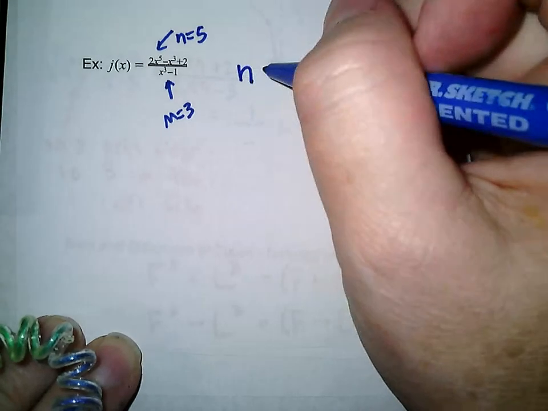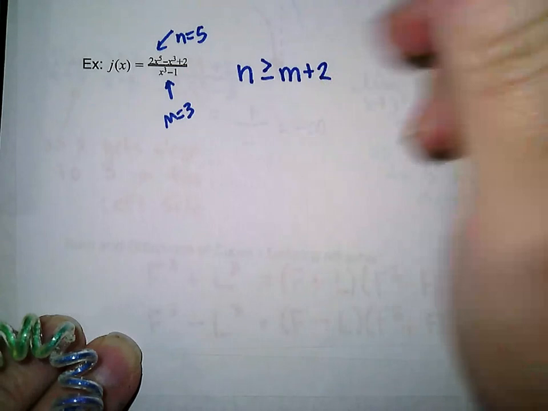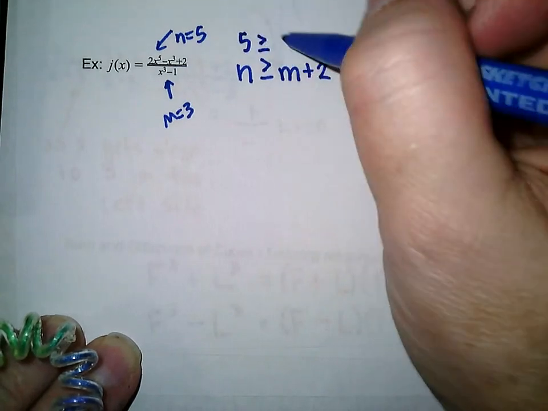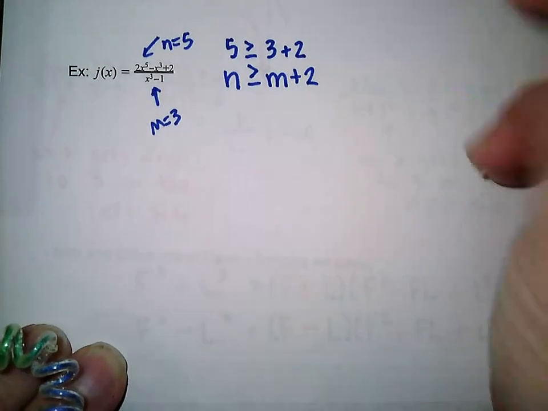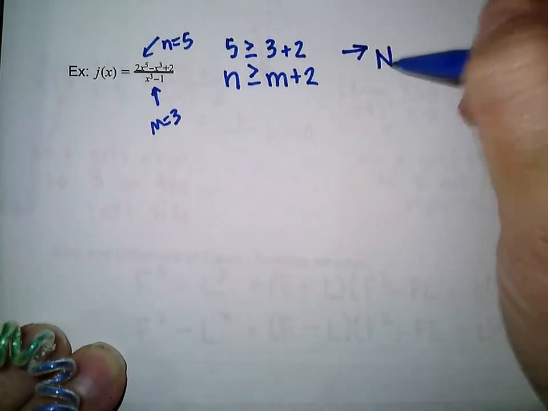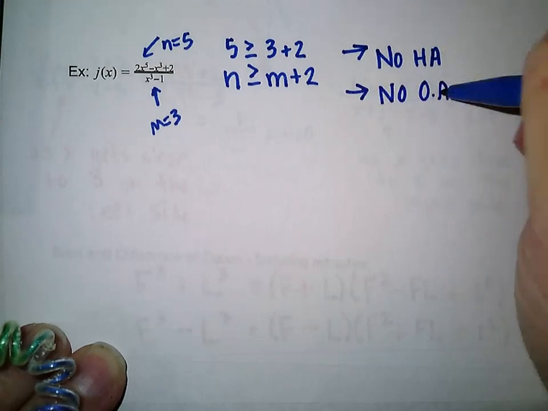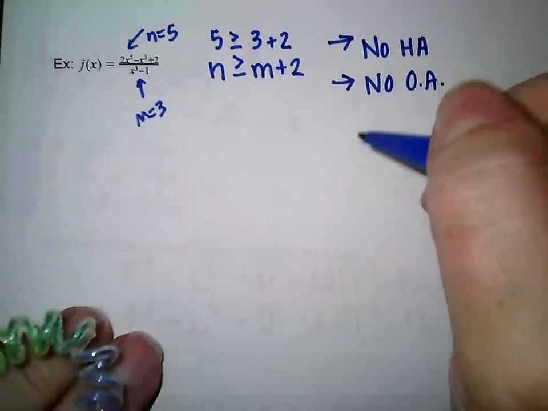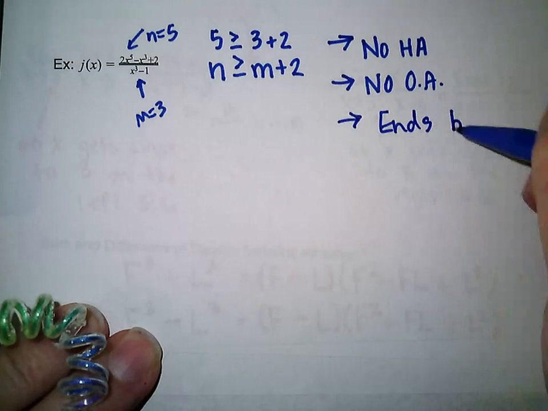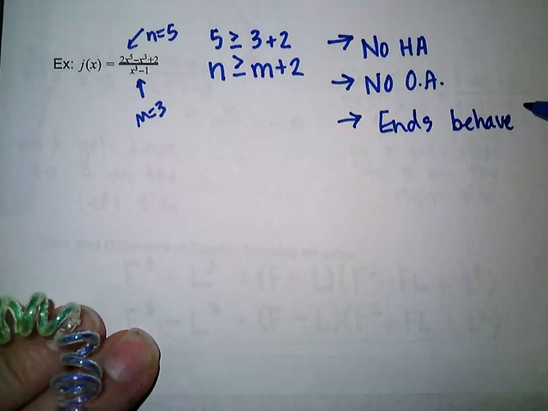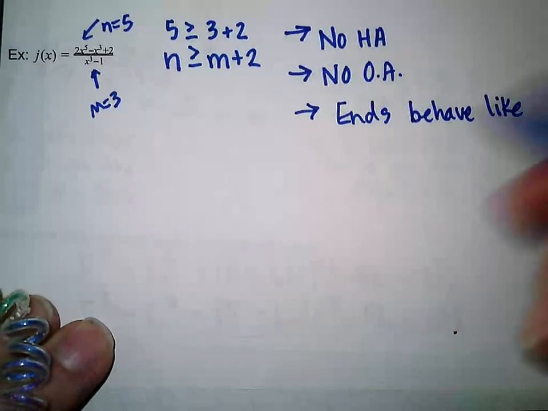So remember this one, that if n is greater than or equal to m plus 2, so 5 is greater than or equal to 3 plus 2, which gives me 5 is greater than or equal to 5, then that means there is no horizontal asymptote, no oblique asymptote. But remember that we can tell how the ends behave. The ends are going to behave like the power function if I put the leading term over the leading term.